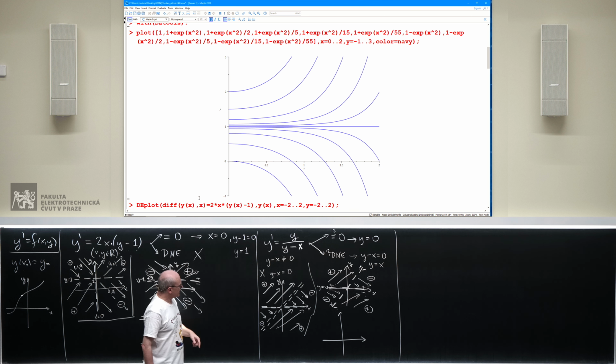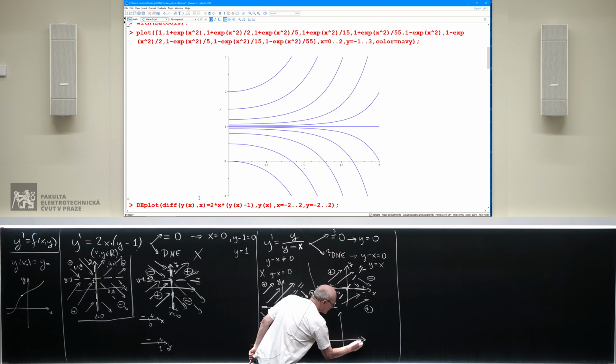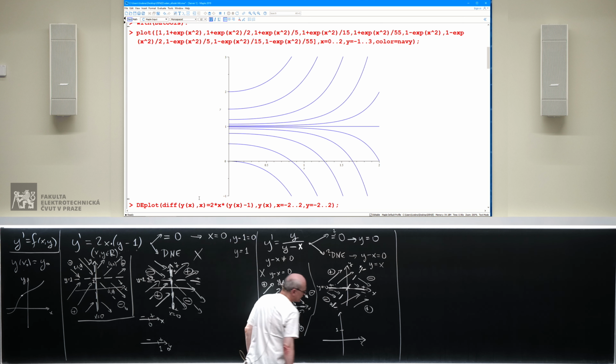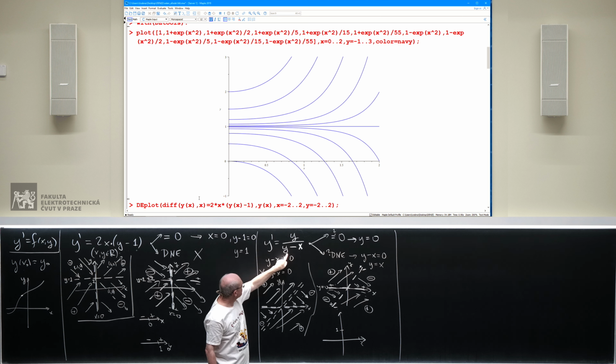Do you remember how we determined the signs here? I was picking points and substituting. For instance, this point is 2, 1. And I took the point 2, 1 and I substituted into my equation. And what I got was 1 divided by negative 1, which is negative 1. And I said, okay, negative sign.